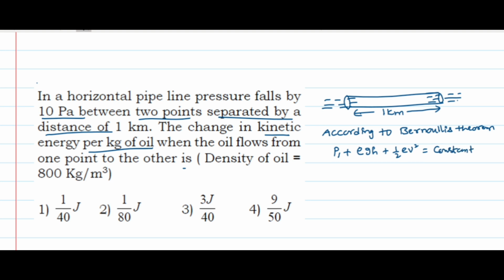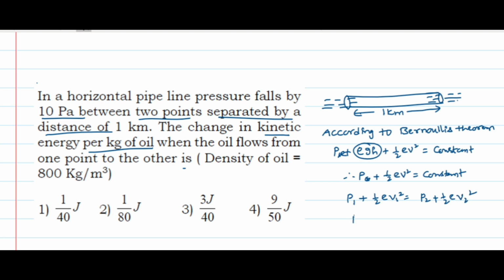If the tube is horizontal, here we can eliminate this height value. Therefore the formula will be P1 plus half rho V square equal to a constant. Taking two points, we can write P1 plus half rho V1 square, which will be equal to P2 plus half rho into V2 square.